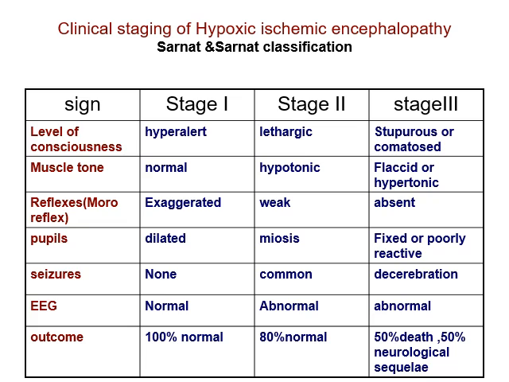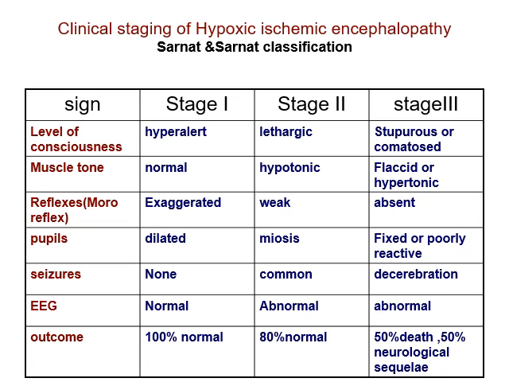For stage 2, the parasympathetic stimulation predominates, the lethargy or hypotonia is the reverse. Reflexes are weak, the pupils are miotic, the seizures are common, the EEG is abnormal. So what is a very important differentiating point between stage 1 and 2 is the presence of seizures and the presence of abnormal EEG in stage 2.